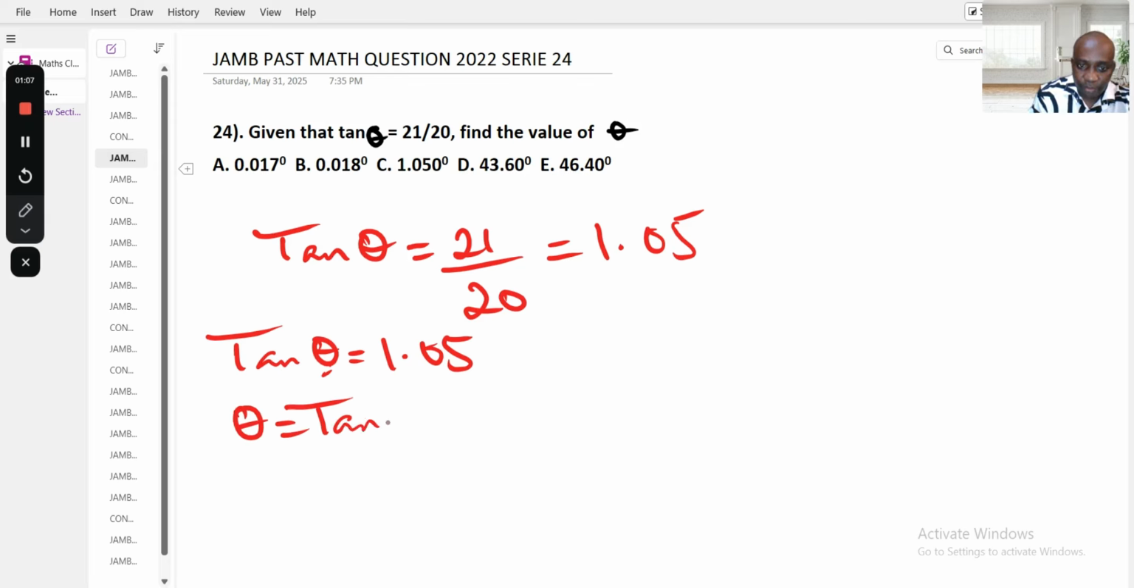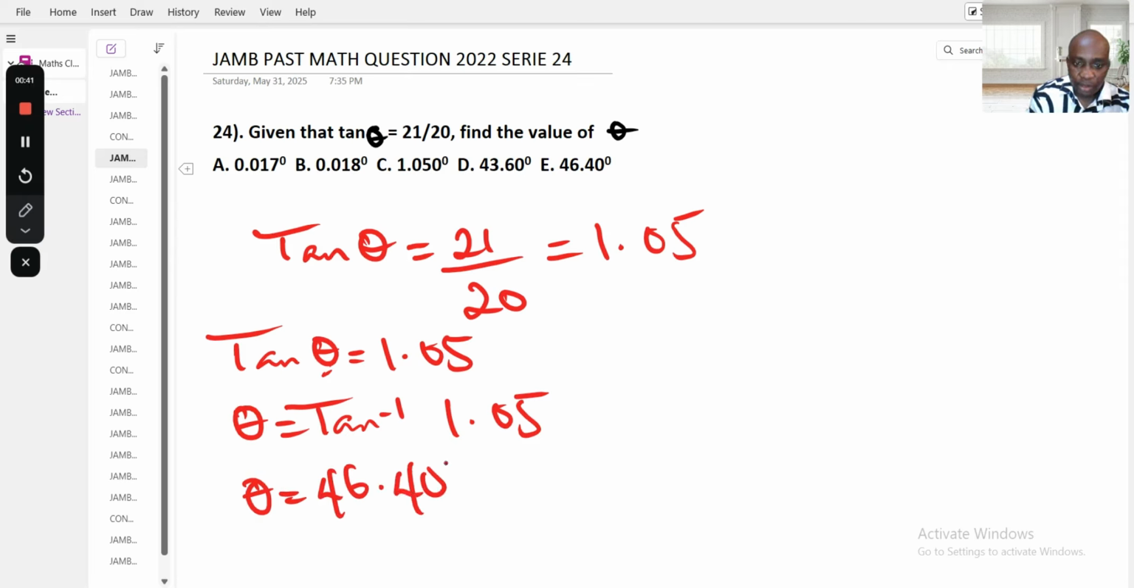Now, tan of the angle is 1.05. We are going to use the calculator to calculate this one. First thing you need to do is press shift, then press tan. Type the number 1.05. It's going to give us the degree. It gave us 46.40 degrees. That's our final answer. Do you have that? Yes. Our answer is E. Let's move to the next question.